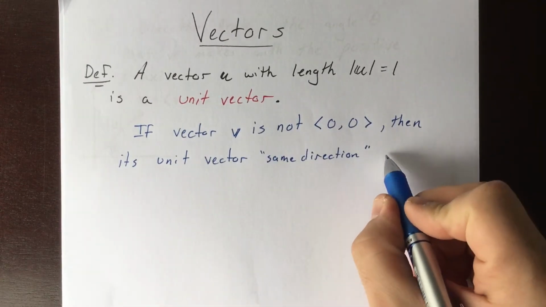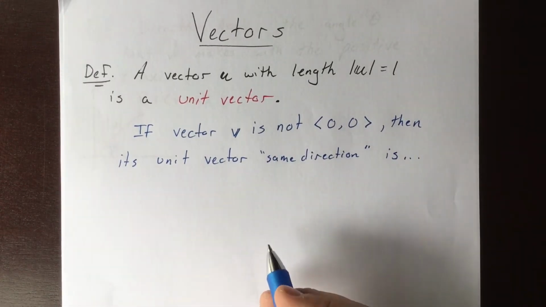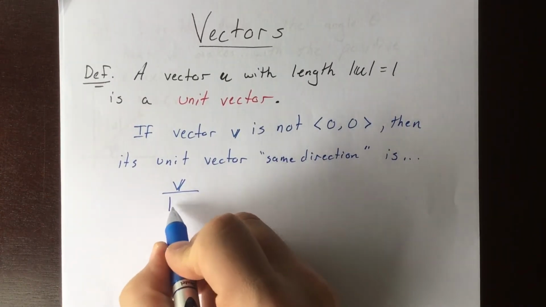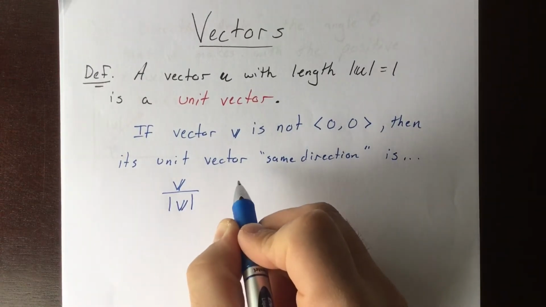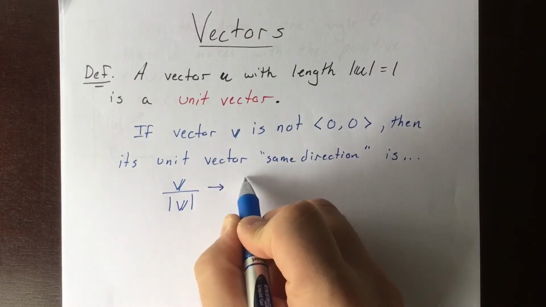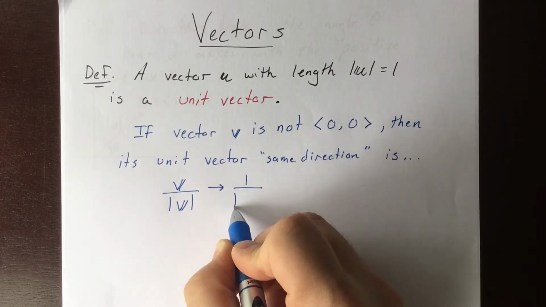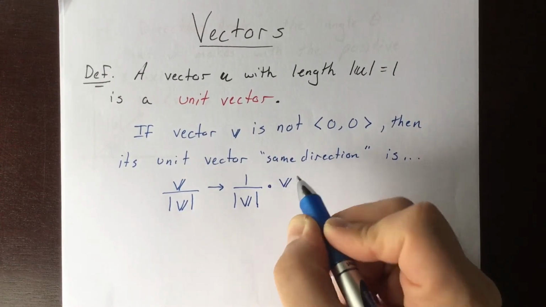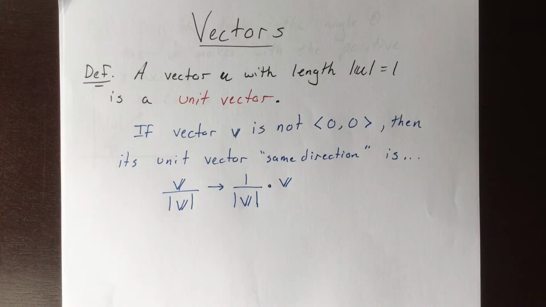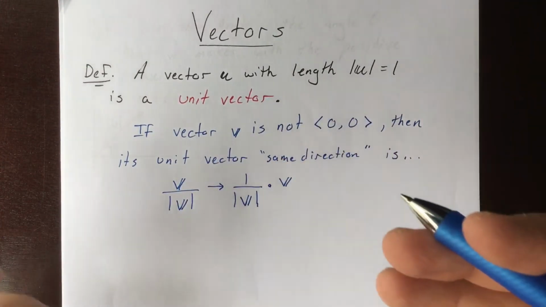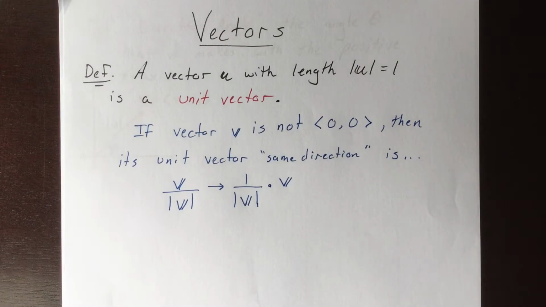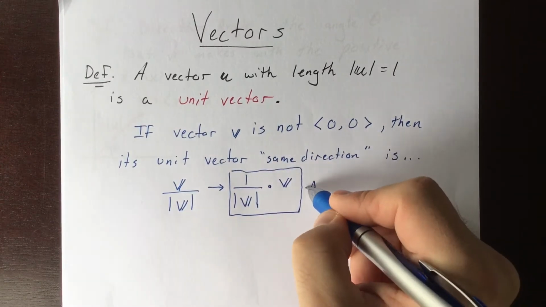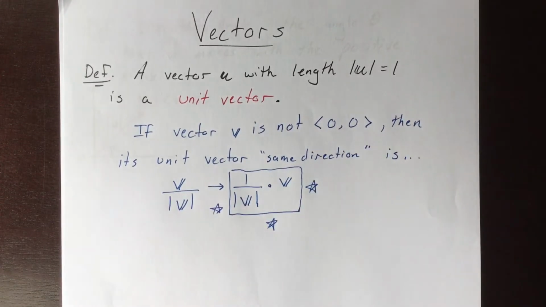Its unit vector is, or can be found by, the vector, the component form, divided by the magnitude of the vector. Another way that we're going to write this, and most often use this, is 1 over the magnitude multiplied by the vector. Okay? So this is how we calculate a unit vector. Put a nice little box, some good stars around it because we're going to be using this a lot.